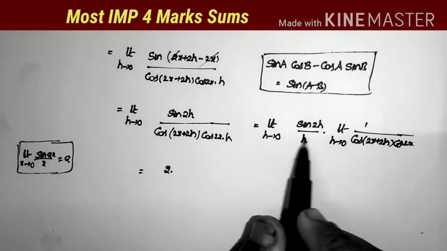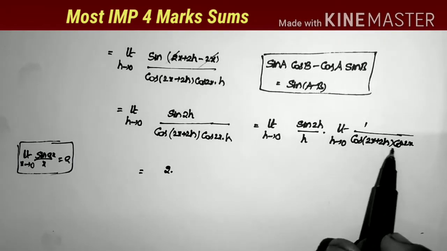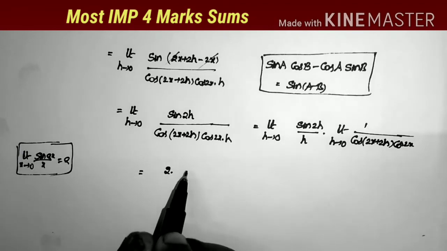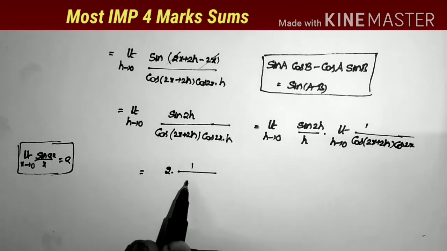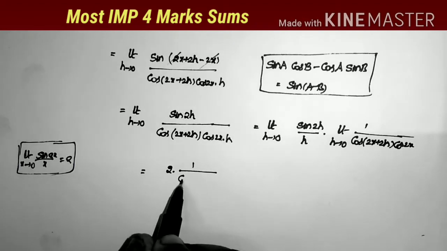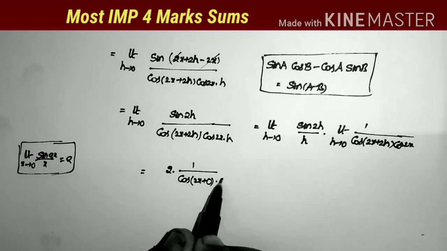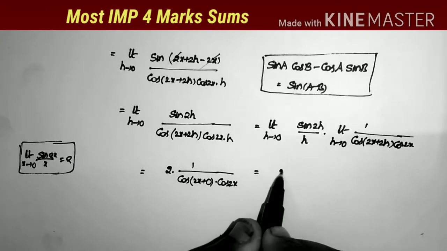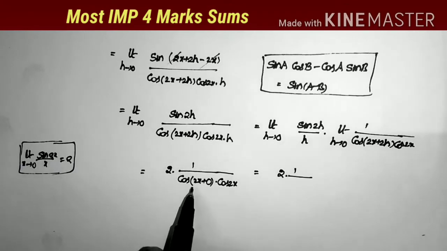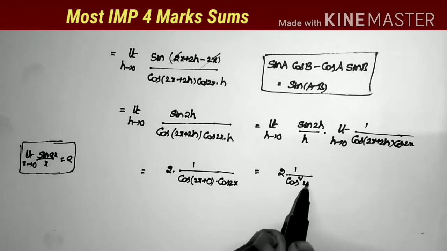That is 2 into, what is the remaining value? Limit h tends to 0, 1 by cos 2x plus 2h into cos 2x. Now substituting h is equal to 0 in the remaining part, that is 1 by cos 2x plus 0 into cos 2x. So that is 2 into 1 by cos 2x into cos 2x, which is cos square 2x.